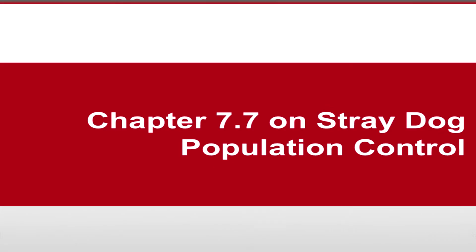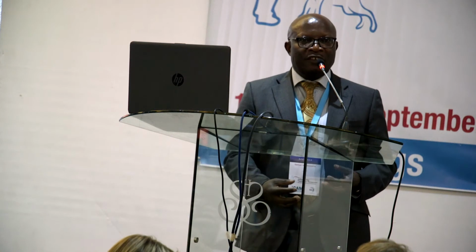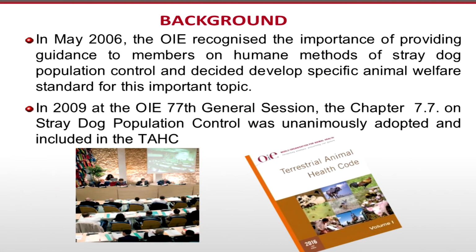So I'll go straight away to Chapter 7.7 on stray dog population control, which is now a standard that gives us the tools for management of stray dog populations. Now, I'll give you the background on how that particular standard was developed. In May 2006, the OIE recognized the importance of providing guidance to its members on methods of humane dog population control, so they decided to develop a specific standard in this regard.